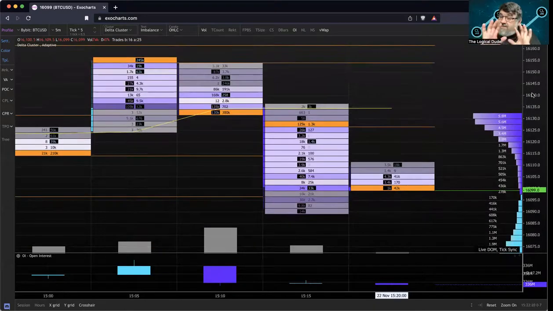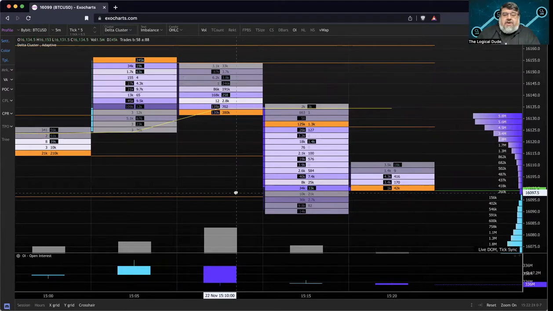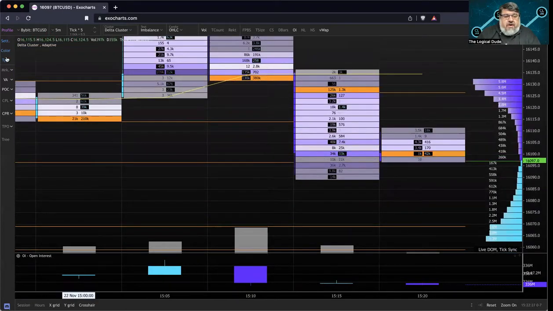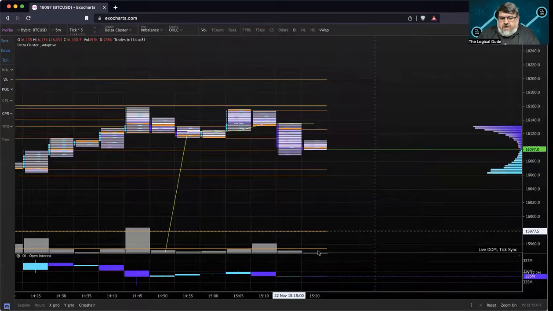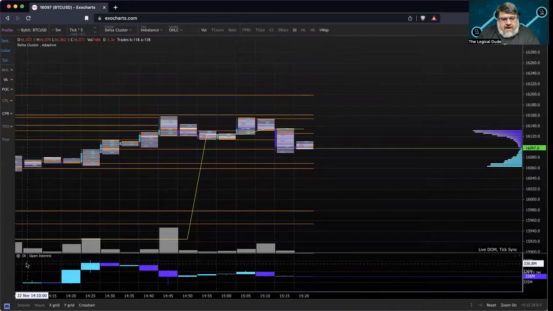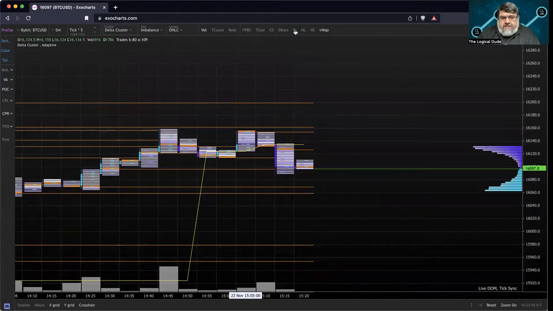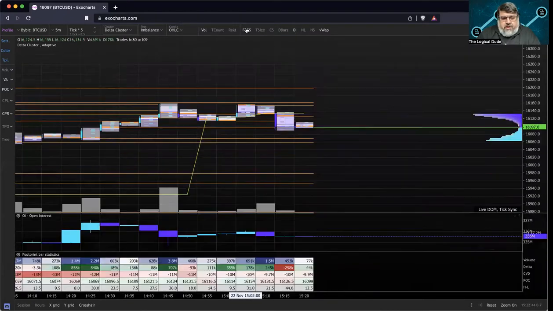I like the different colors and that kind of thing, so you can definitely come in here and play with all the different settings and save a template. Down here at the bottom, I've got volume turned on, so you can see volume bars for the candles. But I also have what's called open interest, and you can turn this on and off up here. You can also look at the full footprint, so it shows the volume, the delta, your point of control, all that kind of good stuff.